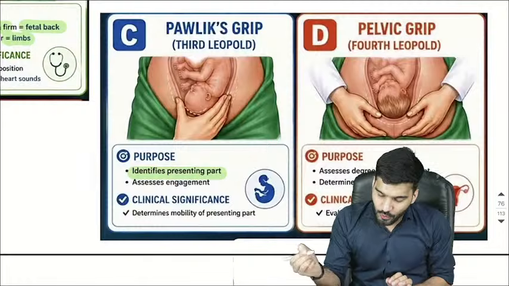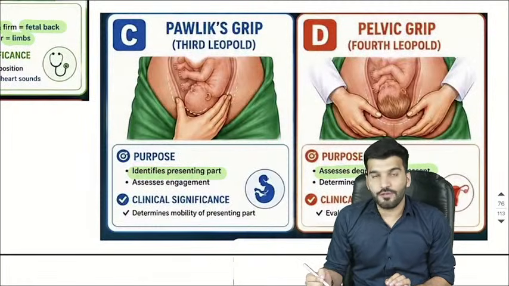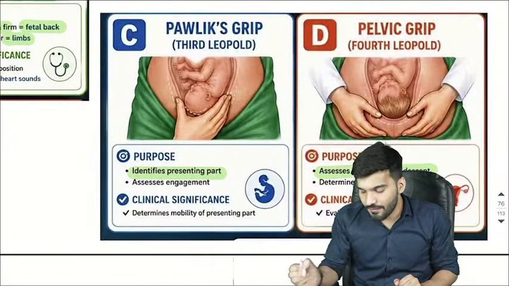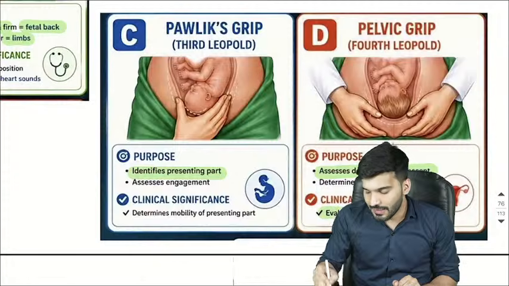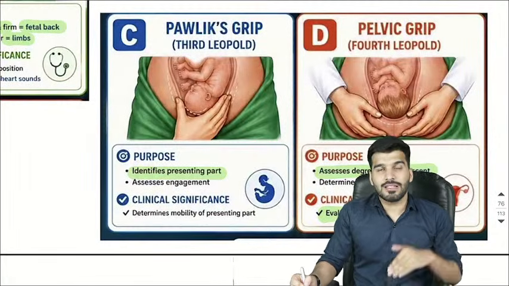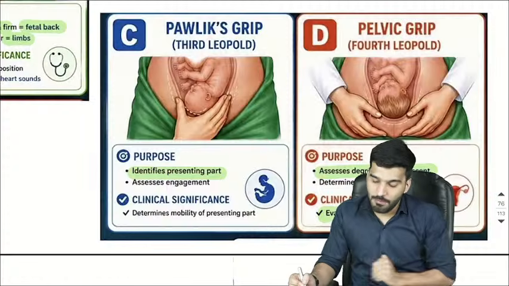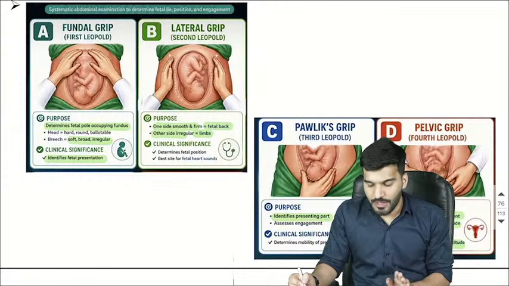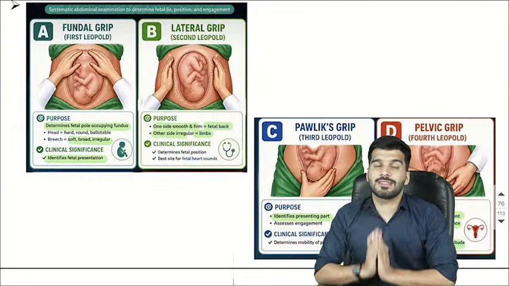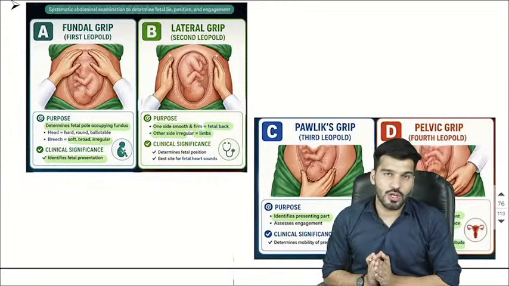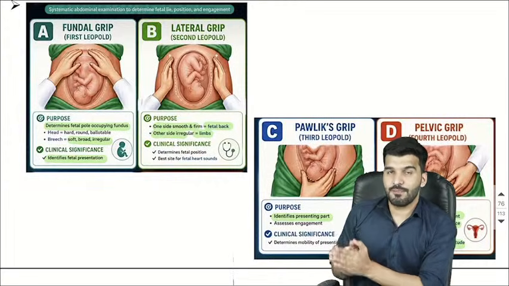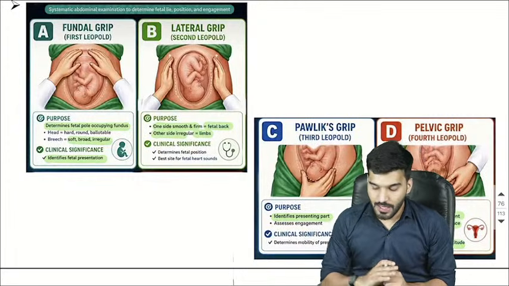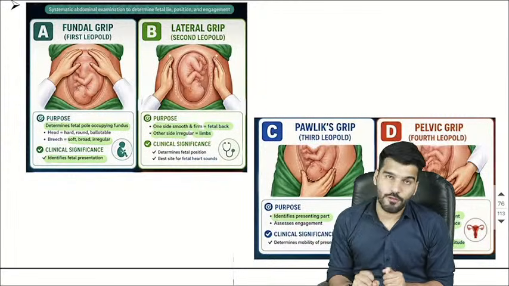Now the pelvic grip, the fourth one. The purpose is that it assesses the degree of fetal descent, how much of the fetus is inside the pelvis, and it determines cephalic prominence as well. What is the clinical significance? It evaluates the engagement, that is, the entering of the head into the pelvis. So these are the four grips. Remember, in the first three grips, the examiner is facing towards the face of the patient, but in the pelvic grip, the examiner is looking towards the feet of the patient. If an image is given, think of a Pavlik's grip.